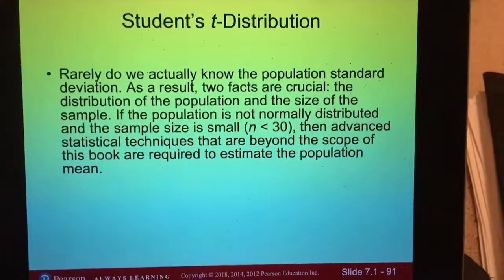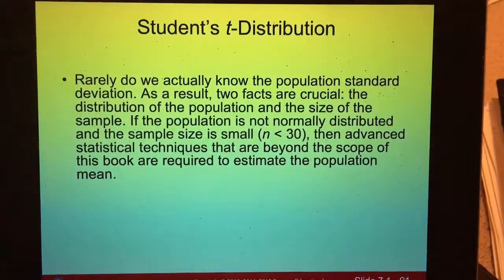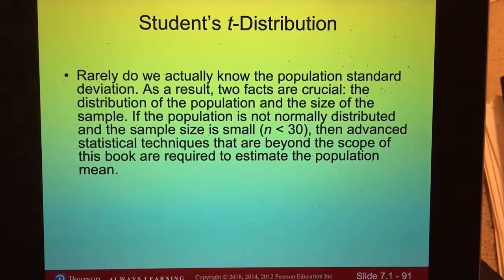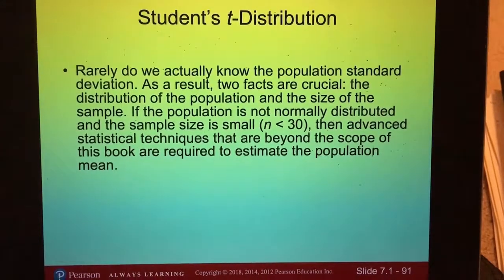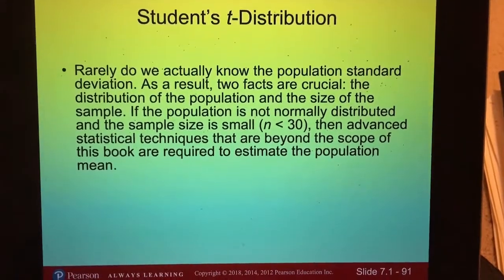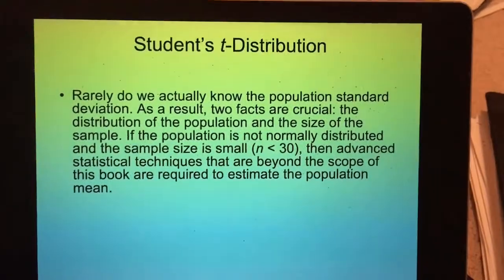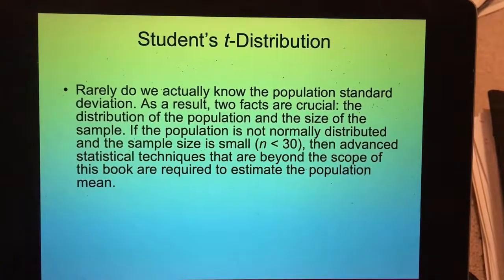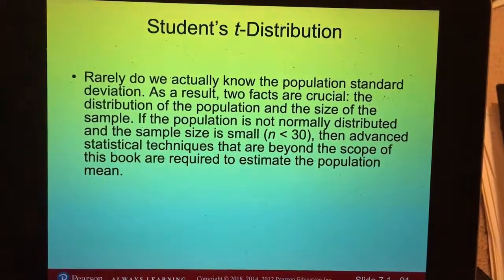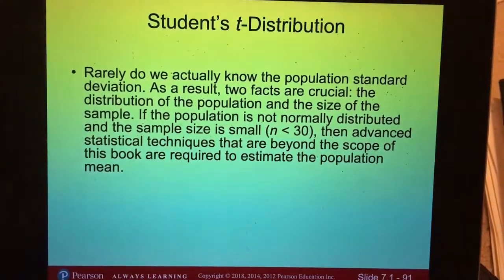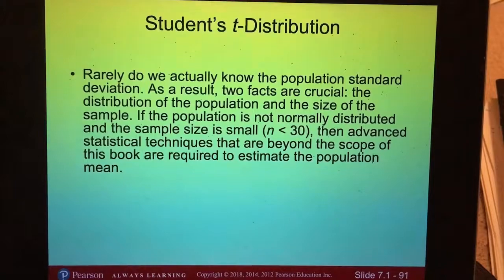Okay, so the big deal about the student T distribution is when to use it. We use the student T distribution when we do not know the population standard deviation, and when we do not have the qualifications existing to use the Z-score. So rarely do we actually know the population standard deviation. As a result, 2 facts are crucial: the distribution of the population and the size of the sample. If the population is not normally distributed and the sample size is small, then advanced statistical techniques that are beyond the scope of this book are required to estimate the population mean.